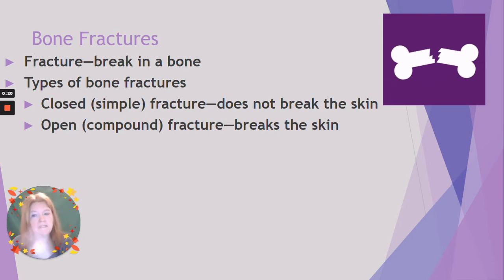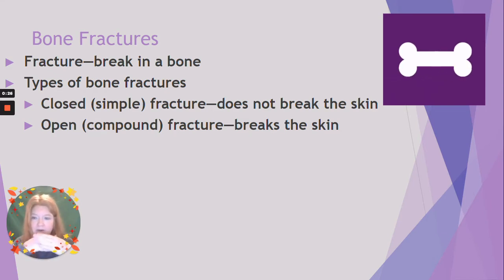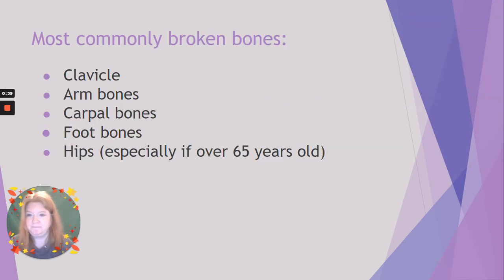But there are two main types of fractures, and that would be closed and open. Closed means it doesn't break the skin. Open means literally the bone is poking through the surface of the skin. A closed fracture is also called a simple fracture, and an open fracture is also called a compound fracture.